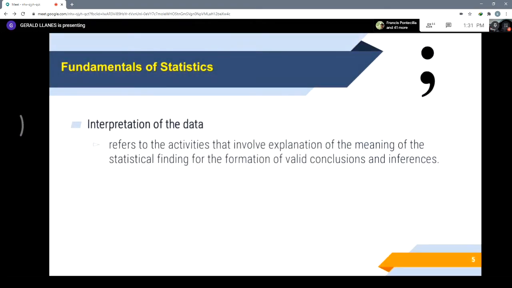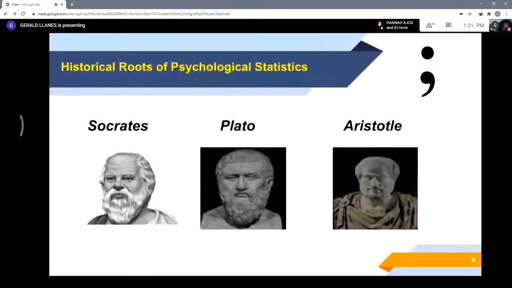Yung value niya kasi, may ibig sabihin. Halimbawa, the value is positive 1: perfect correlation. Negative 1: perfect correlation but inversely proportional. Yun yung ibig sabihin ng interpretation of data. Kada value na nakocompute mo, meron siyang laman. Meron siyang meaning. Okay? So that's interpretation of data.